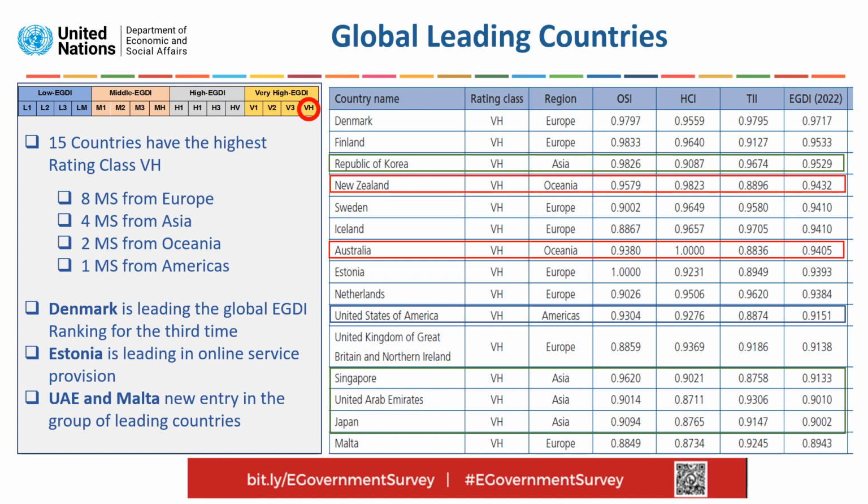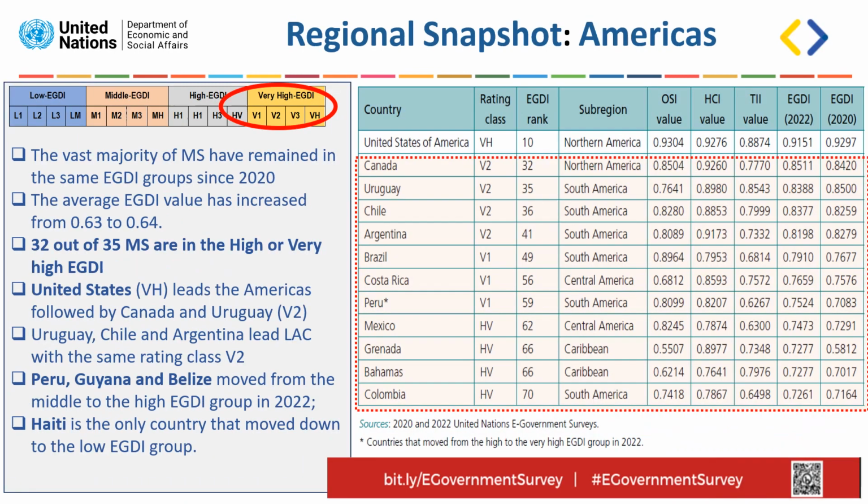It is worthy to notice that UAE and Malta are new entries. Zooming at regional level, it is interesting to notice the outstanding performance of the LAC countries such as Canada and Uruguay, and Chile and Argentina that have the same rating class V2. Also important to notice Peru, Guyana, and Belize that moved from middle to high EGDI group. All the members of LAC are in the high and very high EGDI, but Cuba and Honduras still in the middle EGDI, and Haiti the only country that moved down to the low EGDI group.